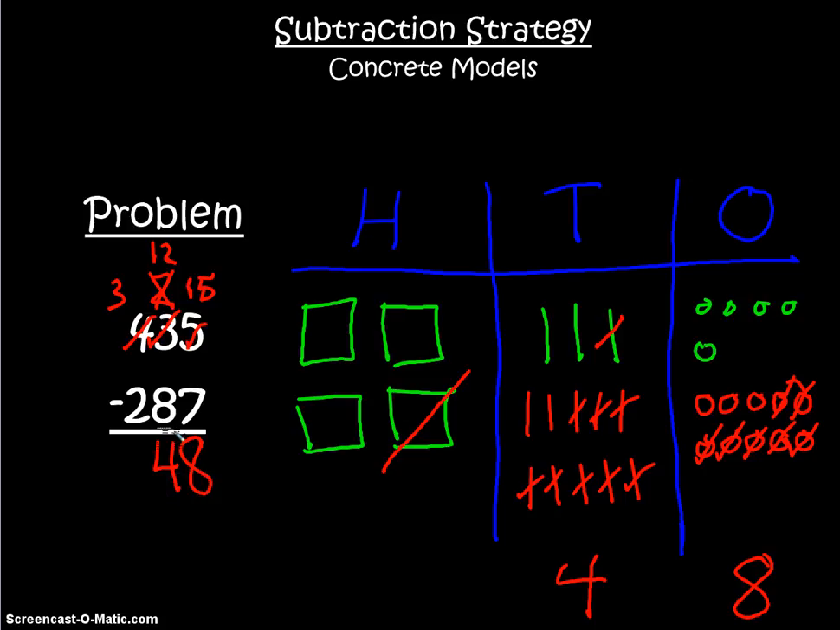I need to take away 2 hundreds. I have 2 hundreds, so now I'm just going to take them away. 1, 2, and I'm left over with just 100. So in the end, my answer is 148.